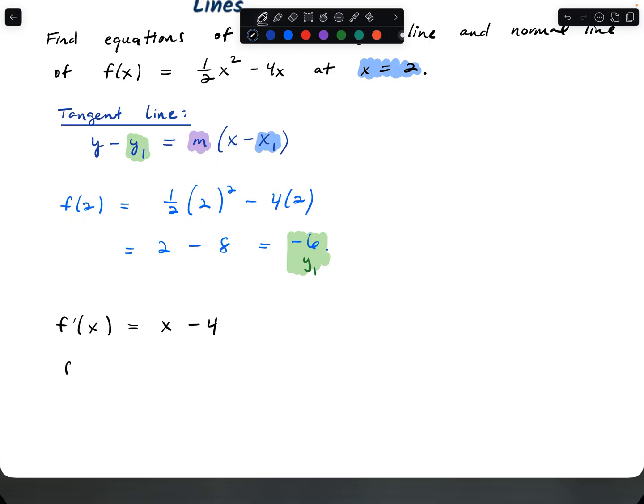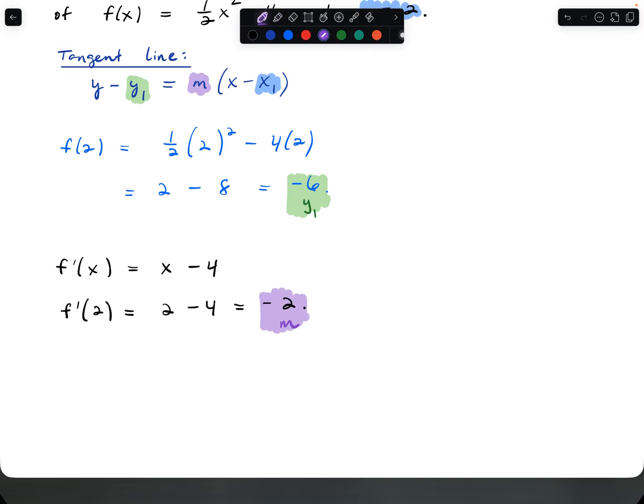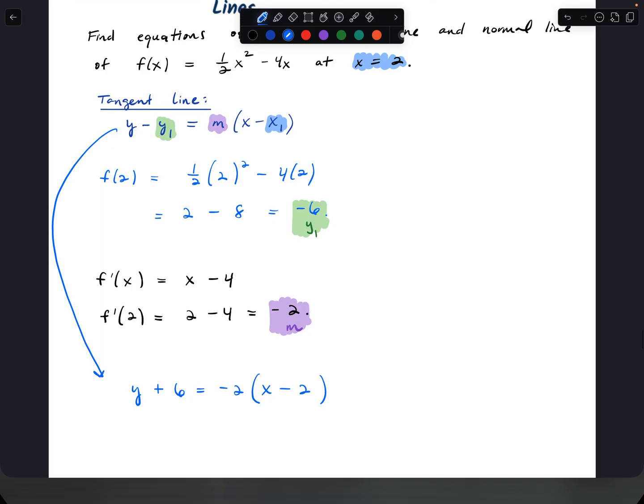So to find the slope at that point, I need to plug in the x1 value. So f prime of 2 is going to be 2 minus 4, which is negative 2. So this is my slope. So now, plugging into my tangent line, y minus negative 6, so y plus 6 is equal to negative 2 times x minus 2. Right? So this is my tangent line.